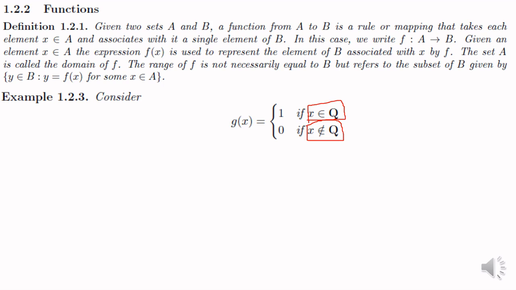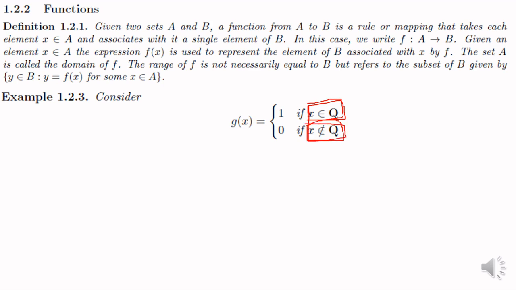For example, g of 3 by 2. 3 by 2 is a rational number, so g of 3 by 2 will be 1. g of 9 by 4 will be 1. g of 5 will be 1. But g of root 2, as root 2 is an irrational number, g of root 2 will be 0. g of pi will be 0. g of root 3 will be 0, like that. So you can see that g of x is defined to be 1 for all rational numbers, and defined to be 0 for all irrational numbers.